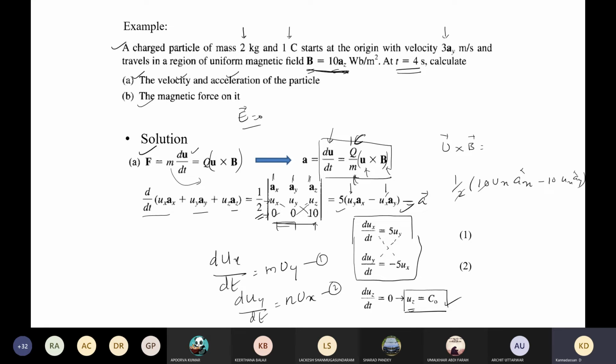So how to do that? How easily can we do that? Can anybody tell? See, if you have, let's say, 4x equal to 3y and 3x equal to 2y, then 2y equal to 3x means you will substitute here and compare it. Similarly, how to substitute this dux by dt in this equation 1? Can anybody tell?